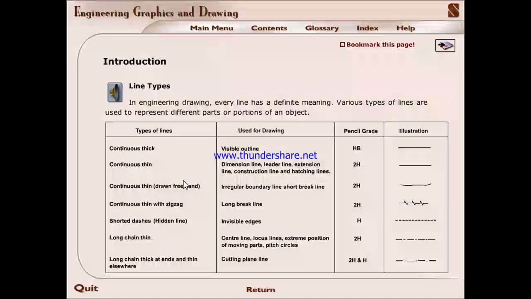Long chain thin line is used in a drawing sheet for center line, locus lines, extreme positions of moving parts, and pitch circles. For that, 2H pencil is used for illustration. Long chain thin with thick ends and thick at changes of direction is used elsewhere for cutting plane line, where 2H and H are used, like a cutting edge line.